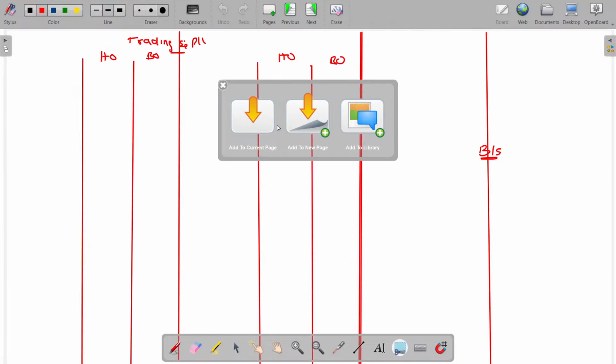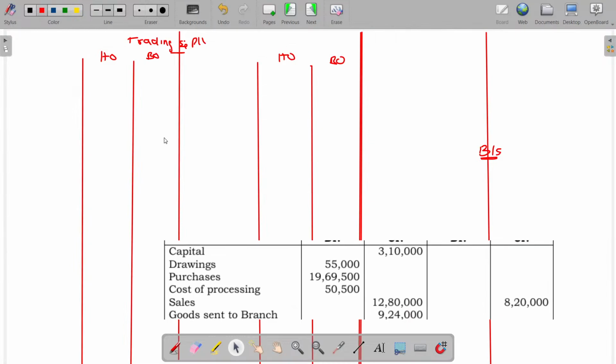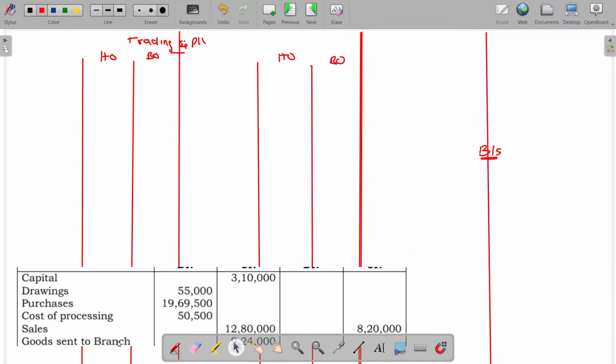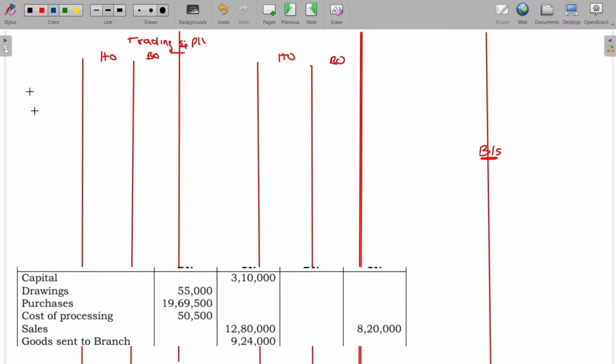Come on, join with me to solve this. It's very simple. Capital 3,10,000. You have to subtract the drawings from here, 55,000, so it comes to 2,55,000.